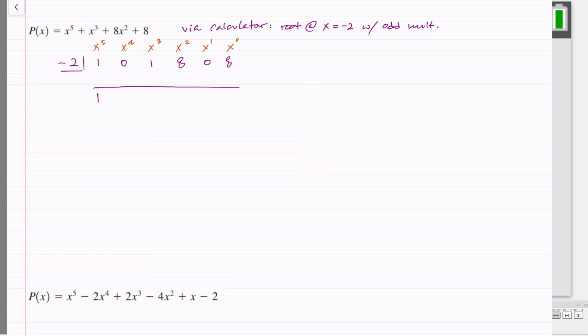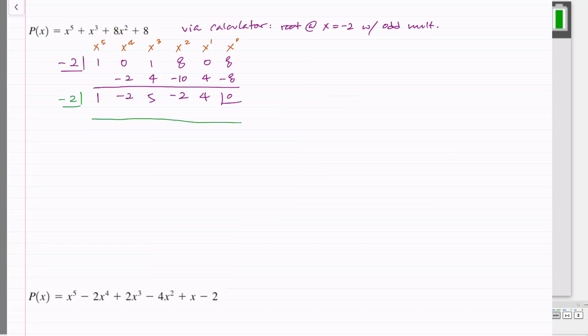Bring down the 1. -2 times 1 is -2. 0 and -2 is -2. -2 times -2 is +4. That gives us 5. That's -2 times 5 is -10. So that gives us -2. -2 times -2 is +4. That gives us 4. And then -2 times 4 is -8. And so, as expected, we get a 0 remainder. So since we're checking to see if there's additional multiplicity beyond 1 for this root, it doesn't make sense to report out. We just want to go right back in and try another round of synthetic division to see what we get here.